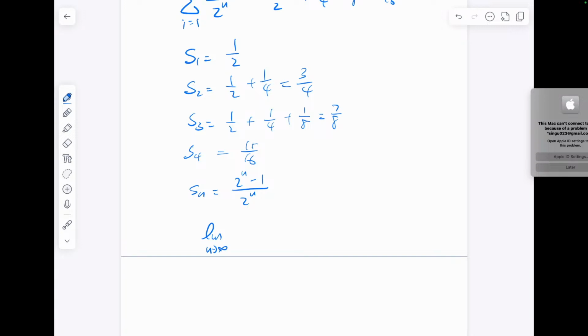What happens to the limit as n approaches infinity? What is that equal to? We know this is a 1, right? We know this is 0, right? The answer is 1, right?